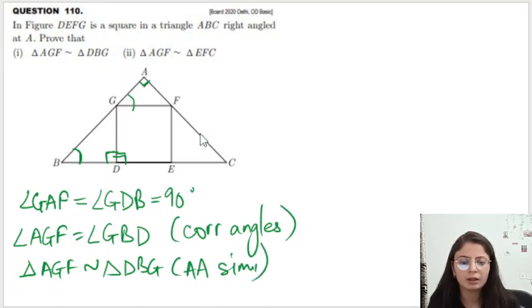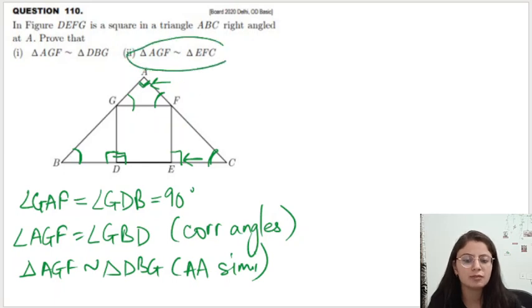Okay. Now the next part says triangle AGF is similar to triangle EFC. Okay. So in a similar pattern, we can also prove this. So this angle A, which is this 90 degrees angle, is equal to this angle, which is again 90 degrees, right? Also this angle F is equal to this angle C. They again form a pair of corresponding angles. So using angle similarity, again we can prove that triangle AGF is similar to triangle EFC. Fine.